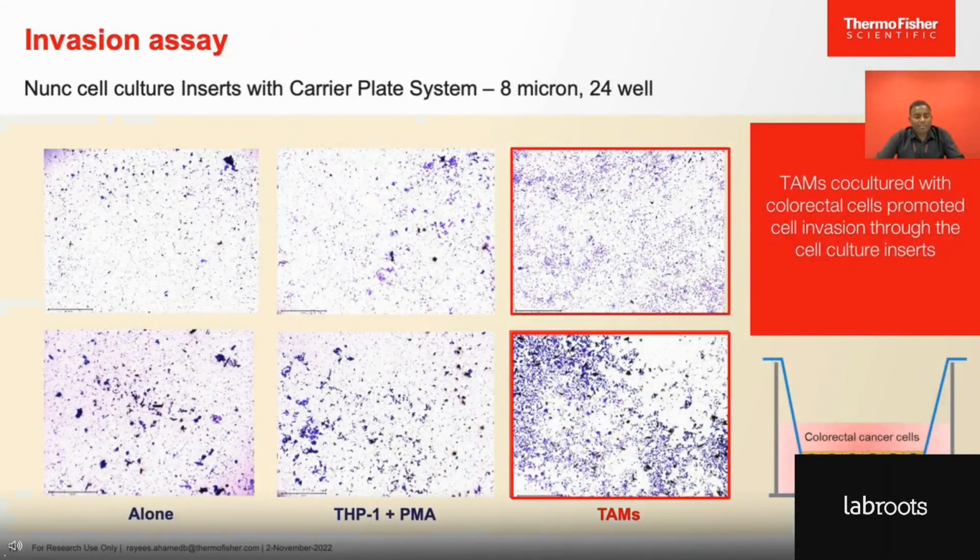So next, to assess their invasion capacity, we have created an ECM barrier by coating the inserts with Geltrex. And then we seeded colorectal cancer cells on top of the insert and tumor associated macrophages at the bottom. Thereby the colon cancer cells could invade the ECM barrier at the insert, and they can migrate to the bottom of the cell culture inserts. Upon migration, these cells have been stained with crystal violet, and the results you see here show the difference in the cell population when they were cultured together.